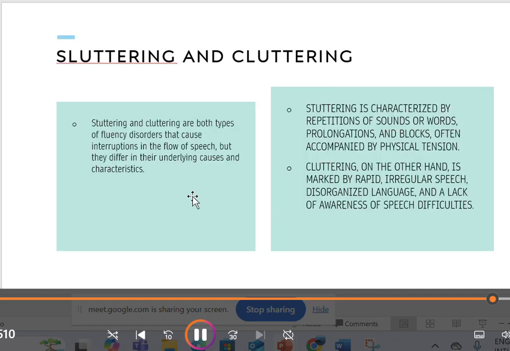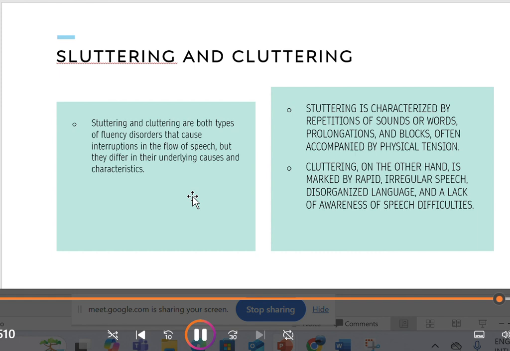Next is stuttering and cluttering. Stuttering and cluttering are related. Both are types of fluency disorder that cause interruption in the flow of speech, but they differ in their underlying cause and characteristics. Stuttering is characterized by repetition of sounds or words, prolongations and blocks, often accompanied by physical tension. We all have observed this stuttering.